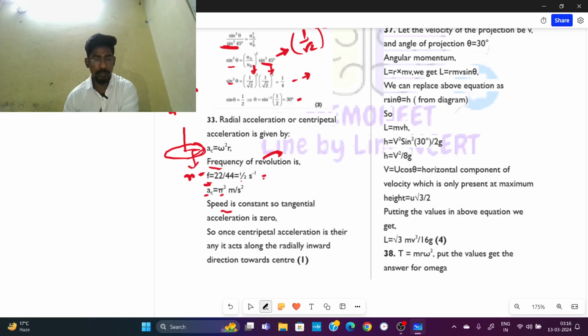As the speed is constant, the tangential acceleration is 0. So the centripetal acceleration acts along the radially inward direction, towards the center. The value of the acceleration is pi square, and it acts inward towards the center. Therefore option 1 is correct.